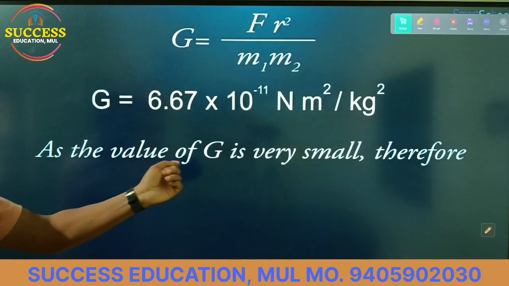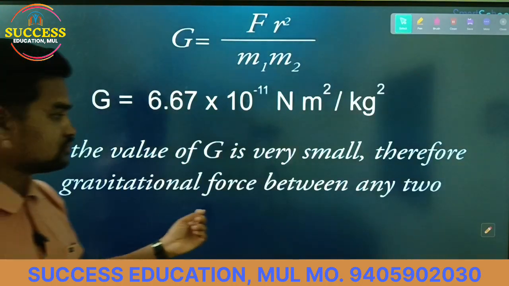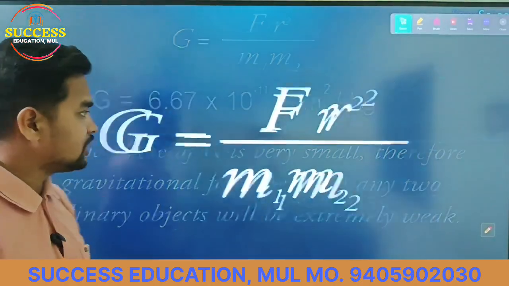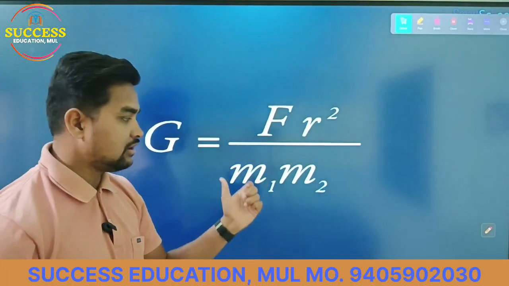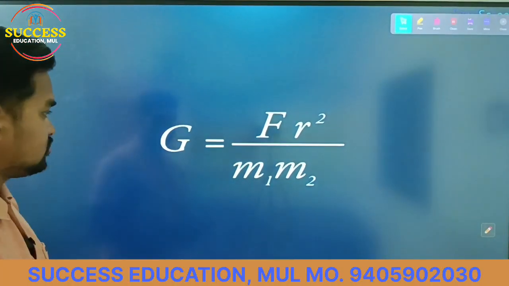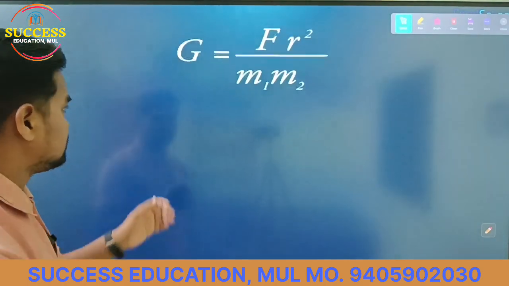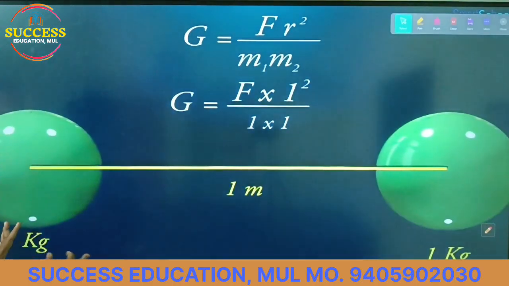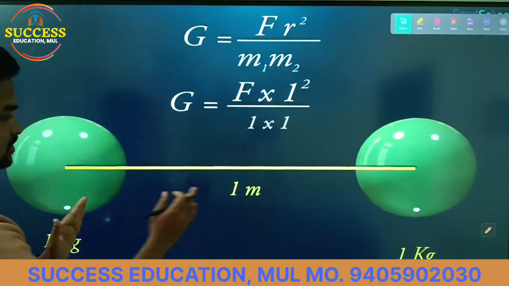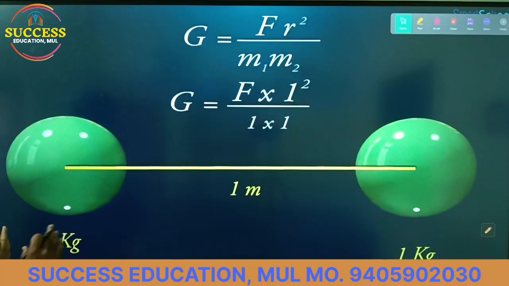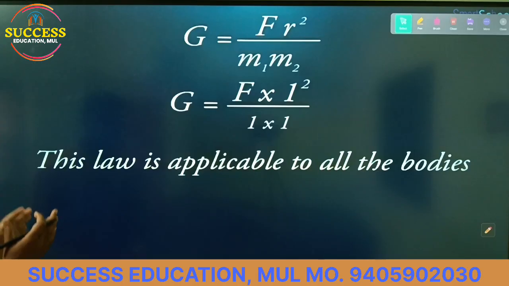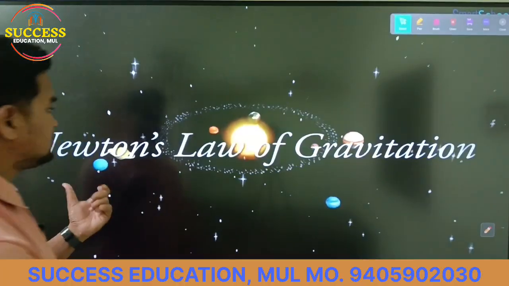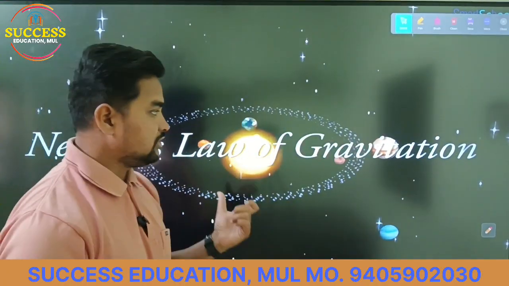As the value of G is very small, therefore the gravitational force between any two ordinary objects will be extremely weak. Okay, so G is equal to F r square upon m1 into m2. Suppose r, m1 and m2 are all 1, so if these two objects are at a distance of 1 meter and the mass of the two objects is 1 kg and 1 kg, okay, then this law is applicable to all bodies having mass. So this is called Newton's law of gravitation.